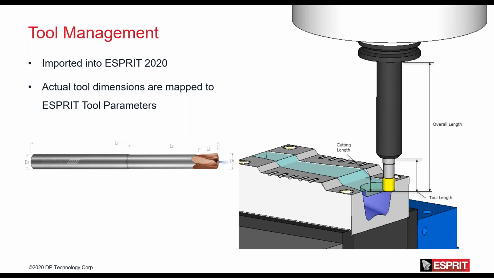Tools loaded into ESPRIT 2000 series will come defined as shown. The tool length represents the recommended stick out by Harvey or Helical. The overall length represents the full length of the tool. The overall length beyond the stick out will show as a holder extension. This makes using tools easy, as no modifications are required to get realistic looking tools into your ESPRIT with their library.